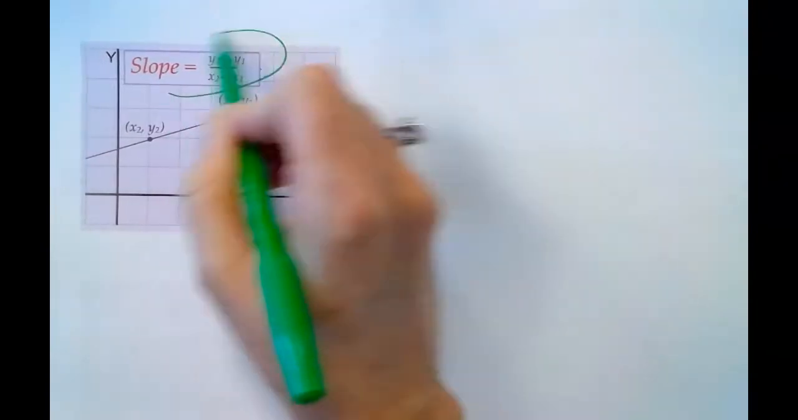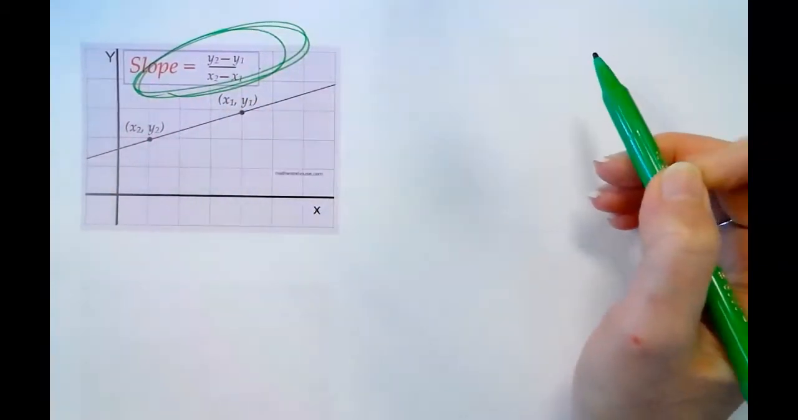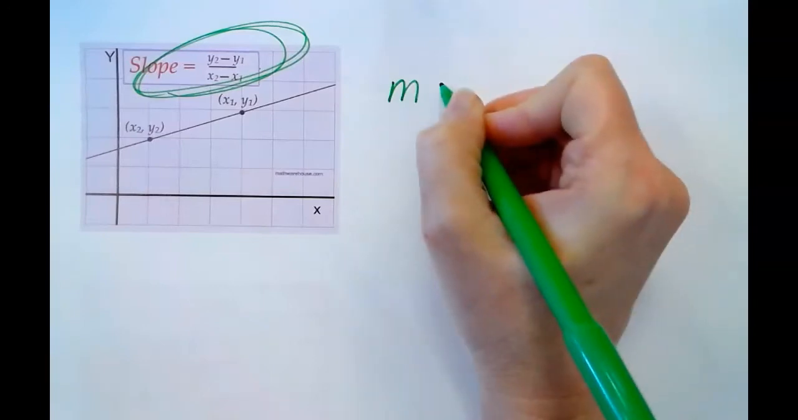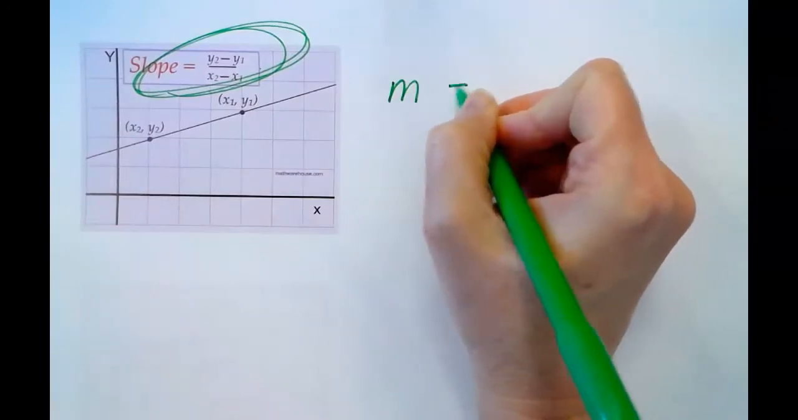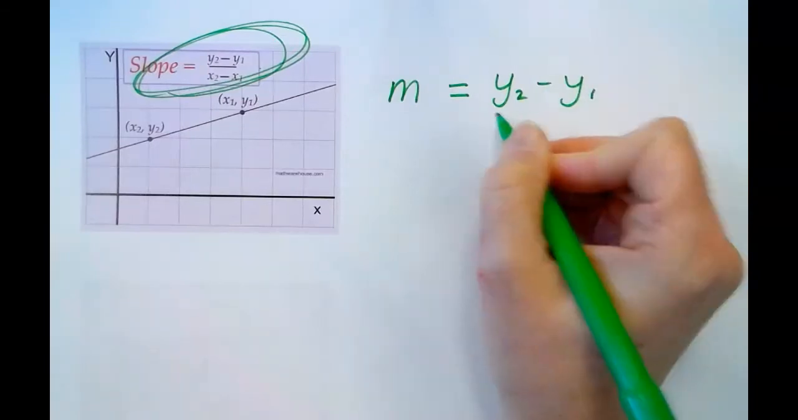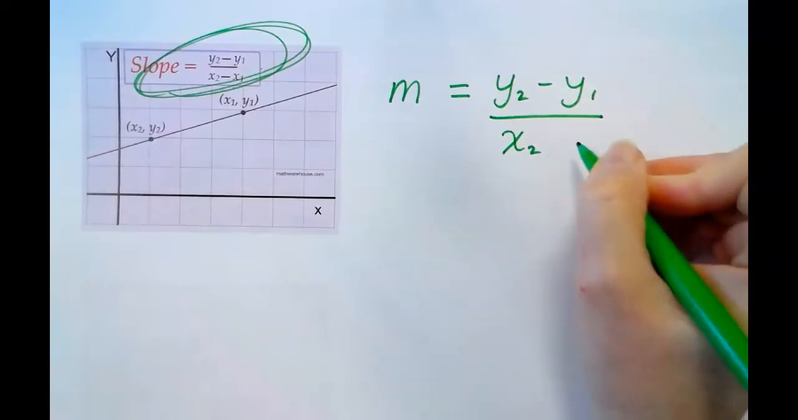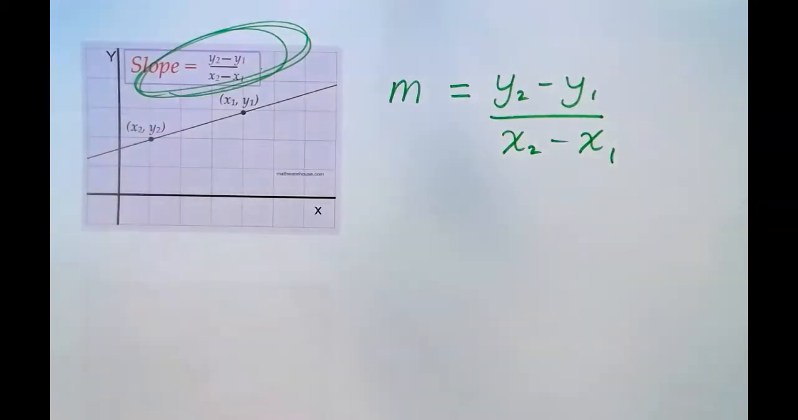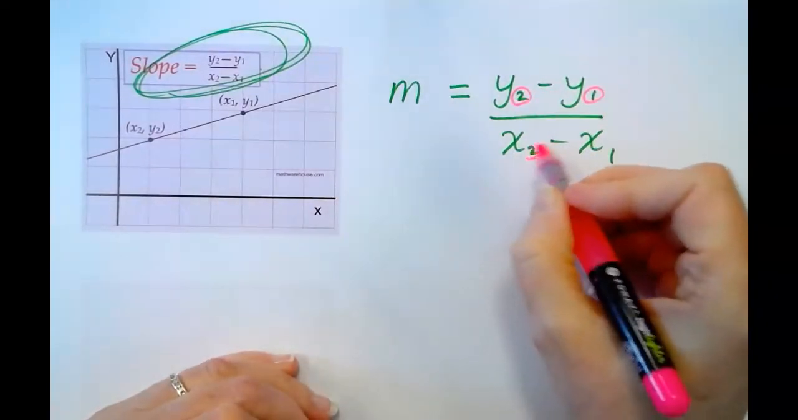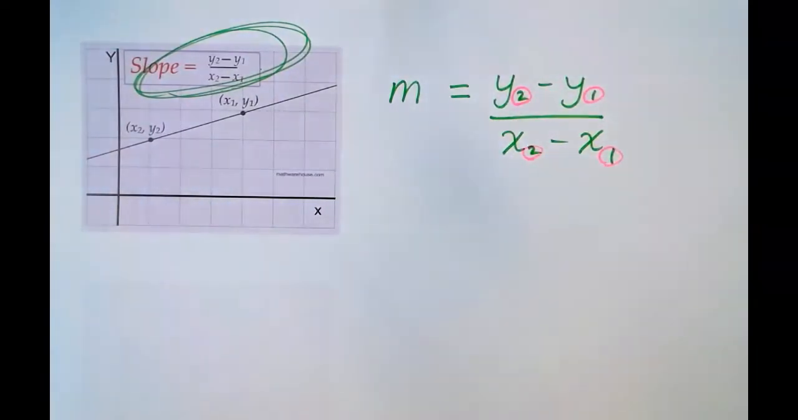Let's start by talking about the slope formula right here. The slope formula. And remember, slope is usually recognized with lowercase m. So lowercase m equals y sub 2 minus y sub 1 over x sub 2 minus x sub 1. Remember, these subscripts have no mathematical value. They're just denoting a second y value versus a first y value. We saw that when we were talking about arithmetic sequences.